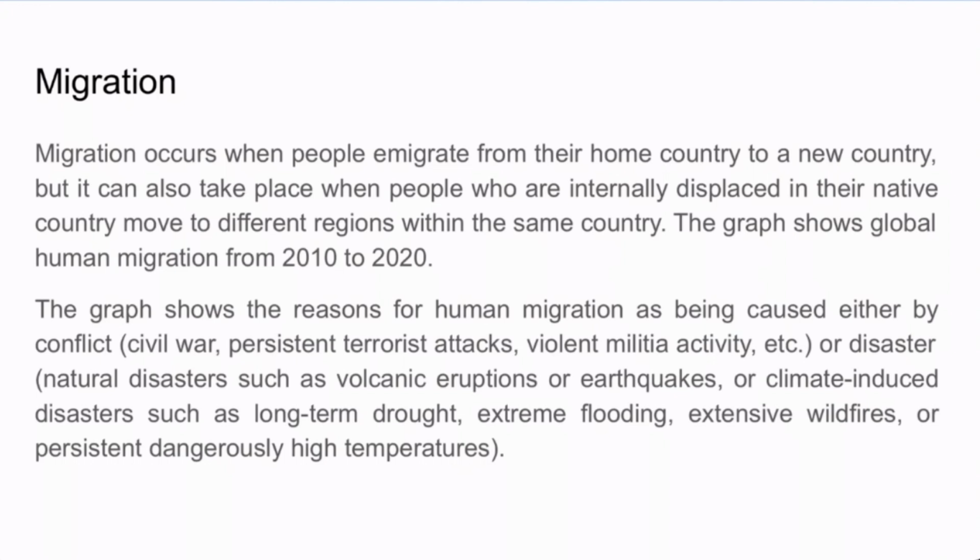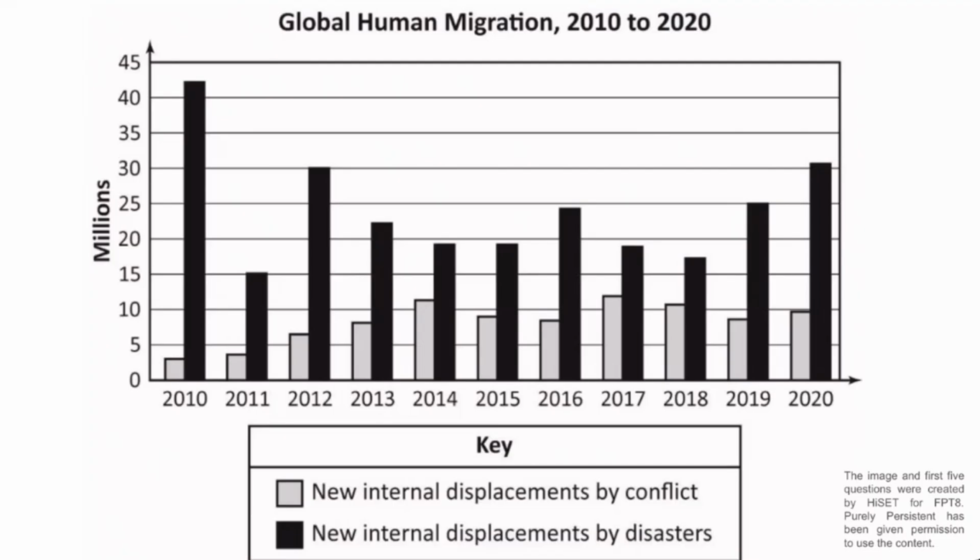The graph shows the reasons for human migration as being caused either by conflict, civil war, persistent terrorist attack, violent militia activity, etc., or disaster. Natural disasters such as volcanic eruptions or earthquakes, or climate-induced disasters such as long-term drought, extreme flooding, extensive wildfires, or persistent, dangerously high temperatures. And here we have the chart.